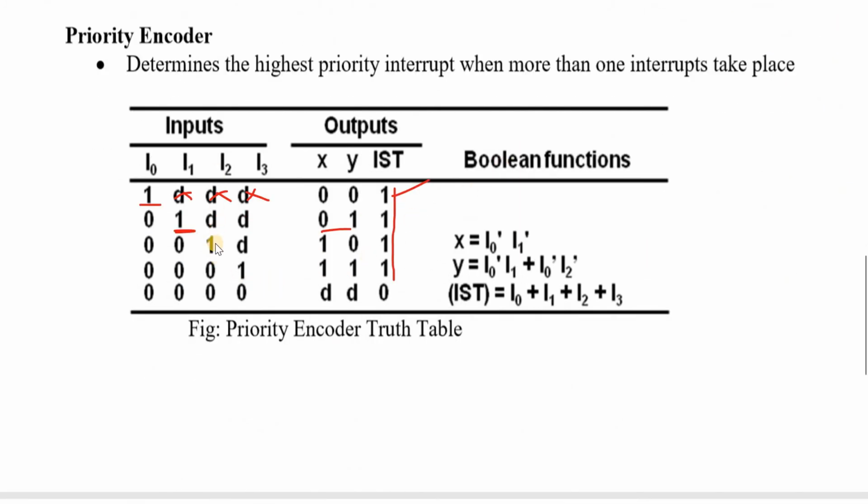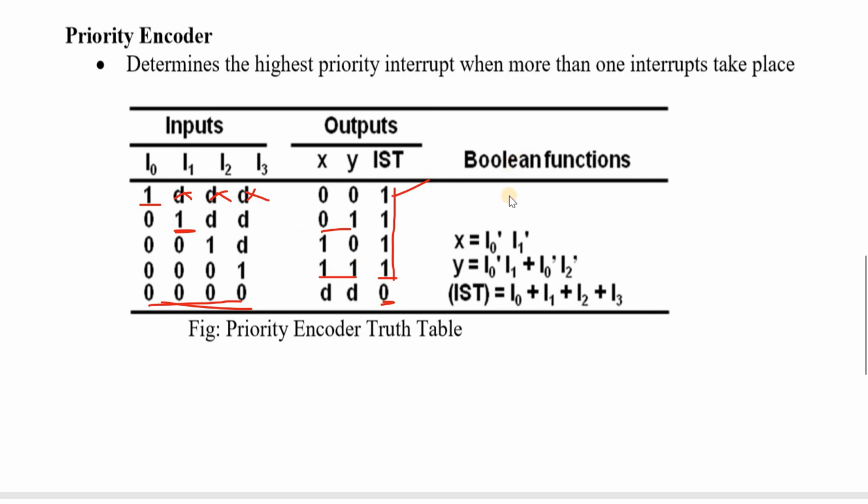Like this, I2 is the highest priority compared to I3, and I3 is the lowest priority. If no other device is requesting service and only I3 is requesting service, then the XY values go to 1, 1, and the IST value equals 1. If no device is requesting service to this hardware, all the device values are zeros. So the XY values are don't care values. There is no requesting signal, so the highest value equals 0.